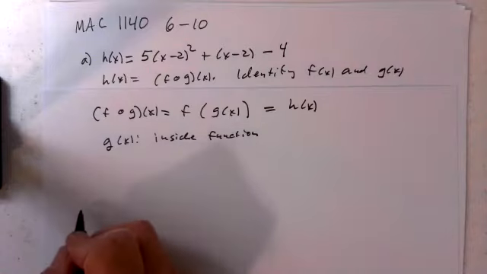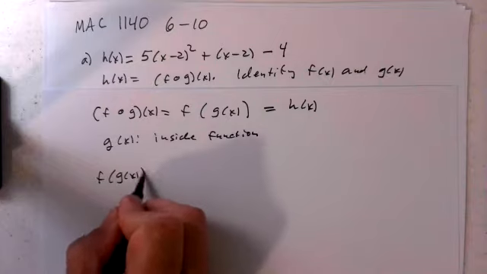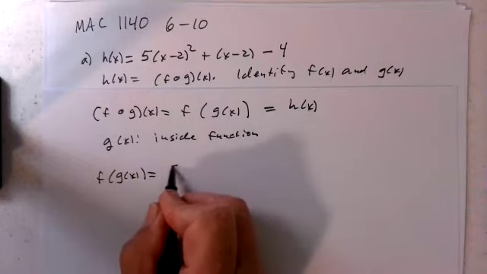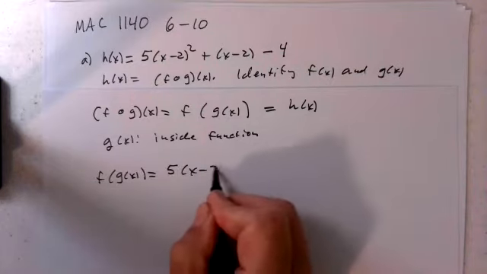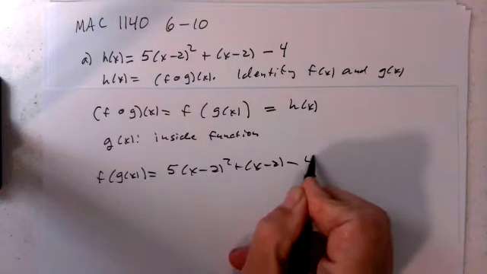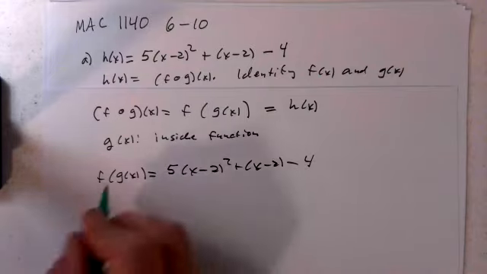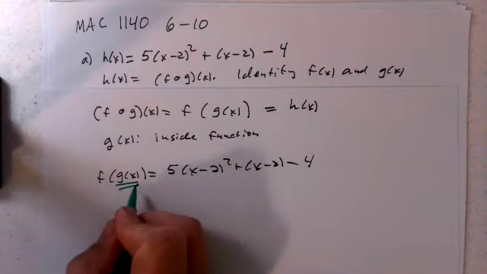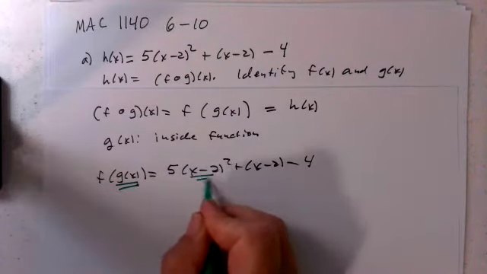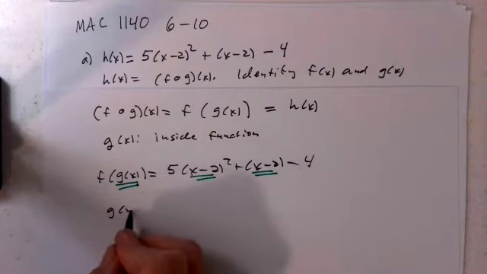So again, what does that tell us? Then f of g of x is 5 times (x minus 2) squared plus x minus 2 minus 4. So then what is my inside function? What is my g of x? G of x will be what is being operated on, and that of course is x minus 2. So we'll say g of x is x minus 2.